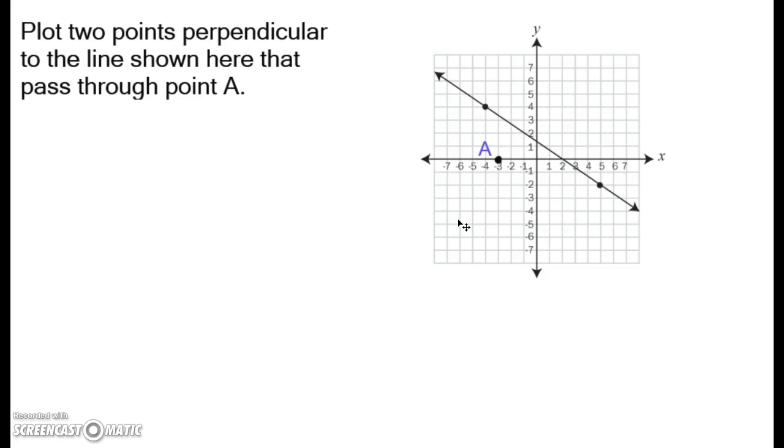All right, so in order to do that, if we want to plot some points that are perpendicular to this line, what we know about perpendicular lines is that their slopes are opposite reciprocals. All right, so if we can figure out what the slope of this line is, we can figure out what the slope of this line is going to need to be so that it will be perpendicular to it.